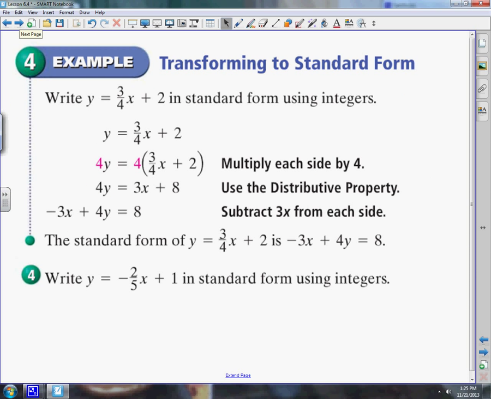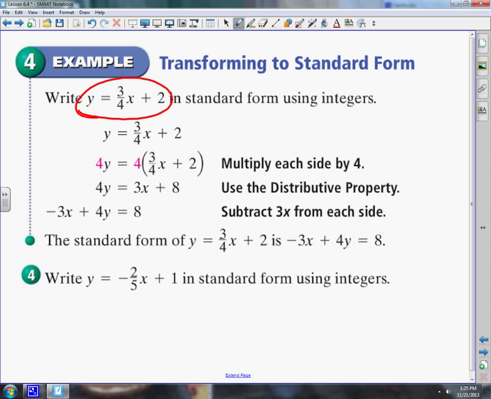All right, transforming to standard form. So you have an equation that you've seen 100 times. y equals 3/4 x plus 2. That is in our normal y equals mx plus b form. Now they want you to change it so it's in standard form. So what you're going to do is get x and y essentially on the same side.